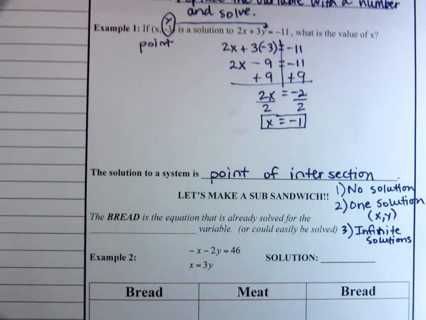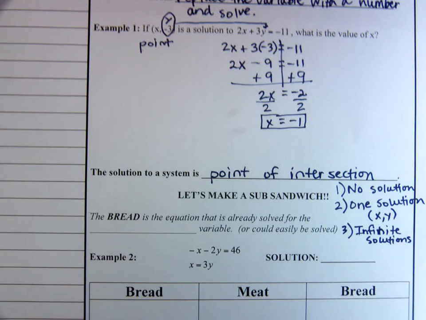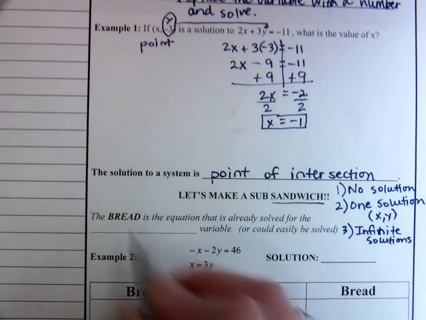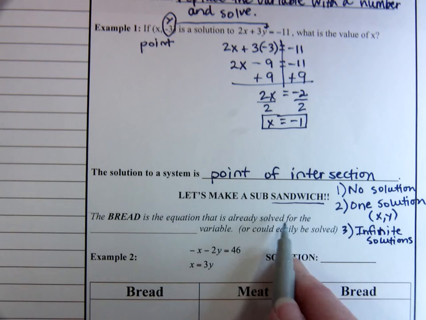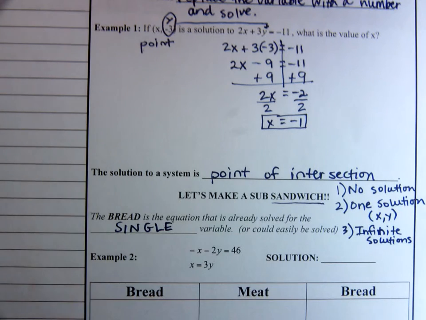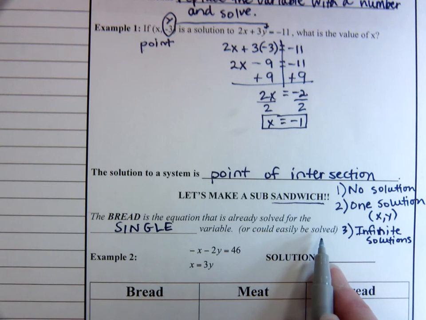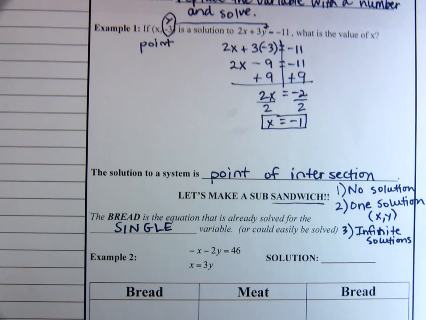The next part says, let's make a sub sandwich. This is just a little strategy to help you remember how to do substitution with systems of equations. Just as you would imagine, a sandwich has bread. That bread is going to be considered the equation that is already solved for the single variable. We are going to look for an equation that is solved already for the single variable, or that could easily be solved if we don't have one. We're going to hope that every time we're able to find an equation that has a single variable, that means a variable that's by itself already.